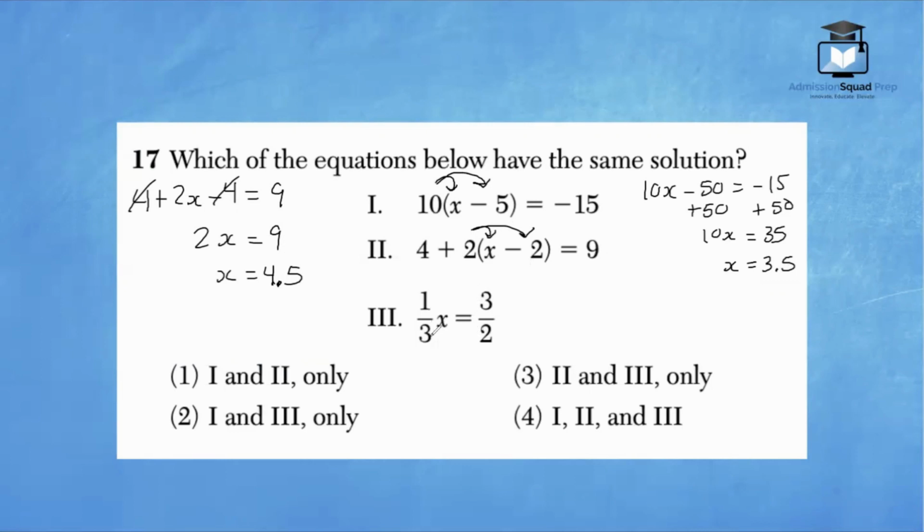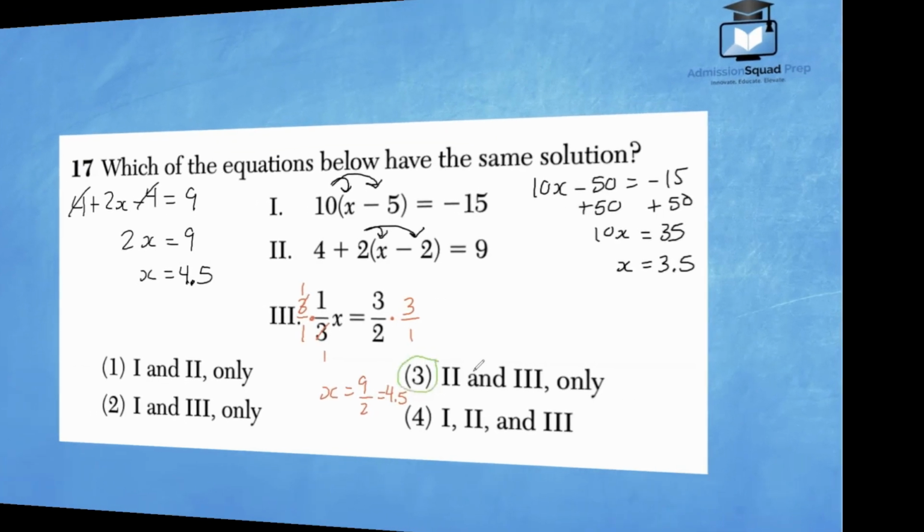For this last problem, anytime you have a fractional coefficient, the easiest thing to do is to multiply both sides by the reciprocal. Why is that? 3 over 1 times 1 over 3, we would end up having 3 times 1 is 3, and 1 times 3 is 3, and 3 divided by 3 is technically 1. So for this equation, we would have x equals 9 over 2, which is 4.5. So number 2 and 3 have the same solution. So the correct answer is choice 3.